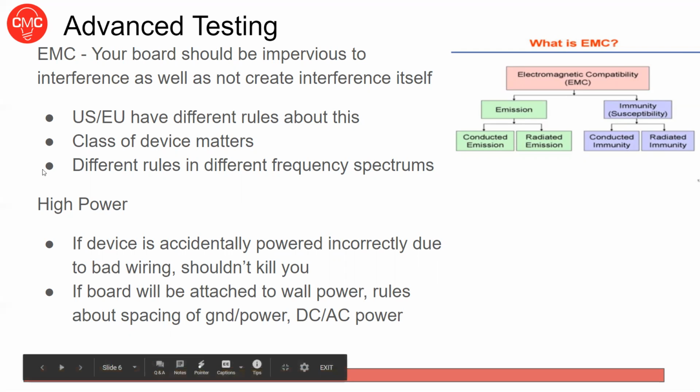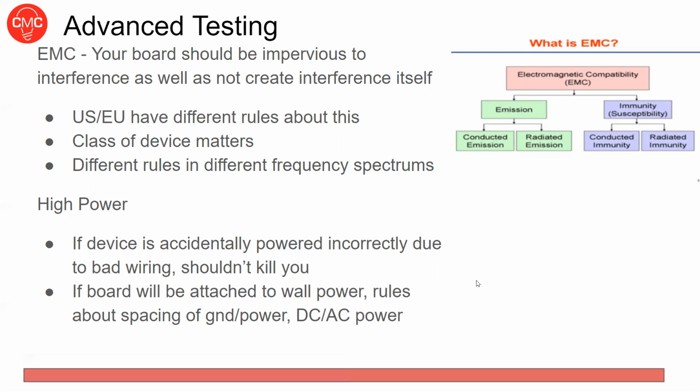There's also some testing with high power. So if your device is accidentally powered incorrectly due to bad wiring in your house, it shouldn't just zap you and kill you, ideally. And then obviously smaller things like it shouldn't be dangerous if someone takes apart your device, or if something metal falls in your device.